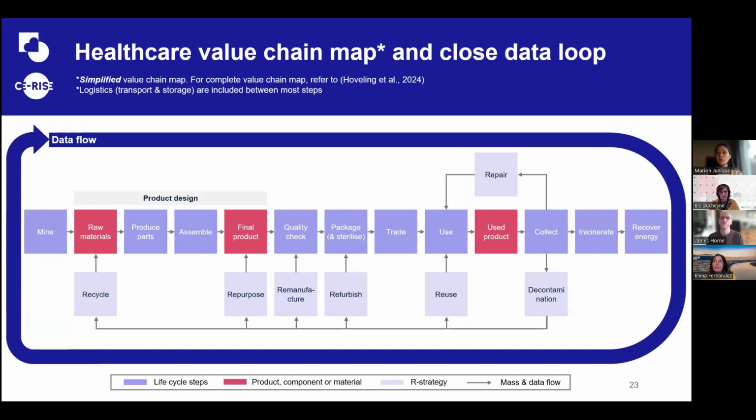Then the product will be used. Once the product is used, it will be collected. In a linear value chain, it would often be incinerated with energy recovery, but if we want to implement a more circular value chain, then we could have some R-strategies with repair, reuse, refurbish, and of course some decontamination process included.